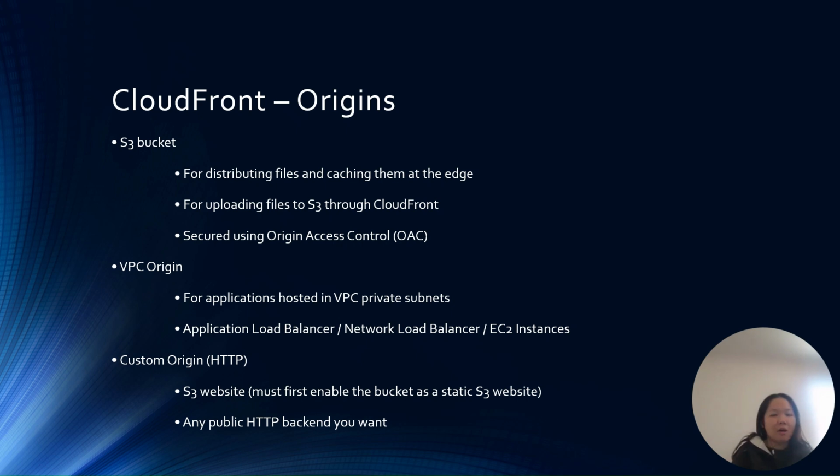CloudFront origins: an S3 bucket, for distributing files and caching them at the edge, and for uploading files to S3 from CloudFront, secured using Origin Access Control, OAC. A VPC Origin, for applications hosted in a VPC private subnet: Application Load Balancer, Network Load Balancer, or EC2 instances. A custom origin over HTTP, such as an S3 website, for which you must first enable the bucket as a static S3 website. Any public HTTP backend you want.